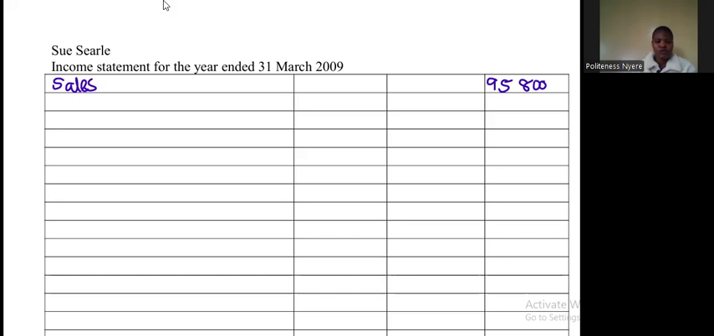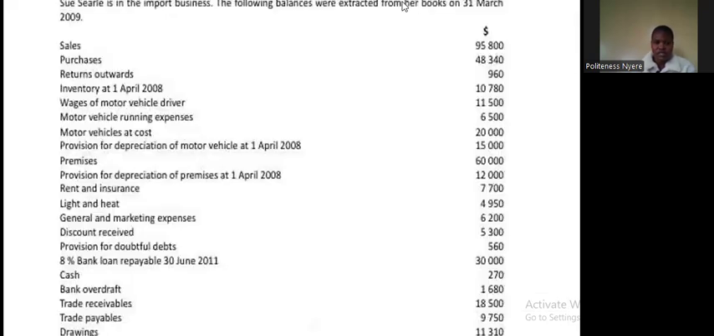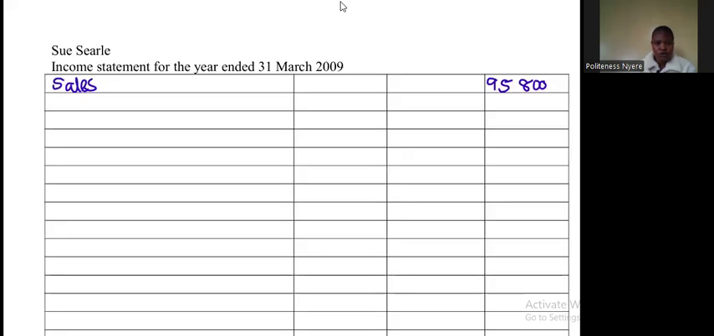The next thing we are going to do is look at the cost of sales. I guess we don't have any returns inwards. Do we have them? There are no returns inwards, so we go straight to the cost of sales. We say less cost of sales. With our cost of sales, we start with the opening inventory, which you find in the trial balance.